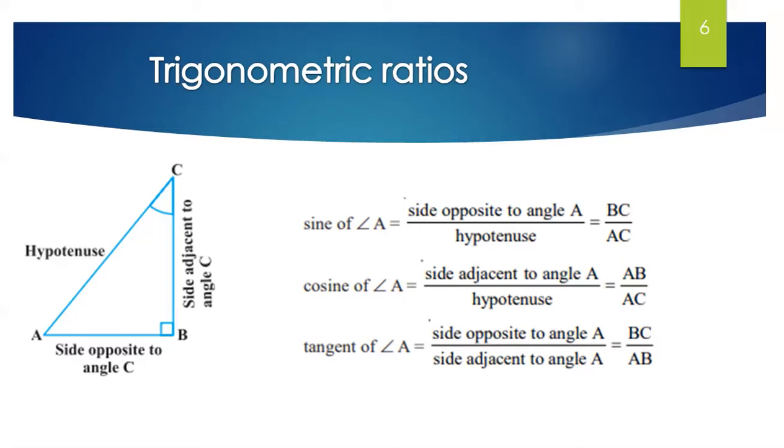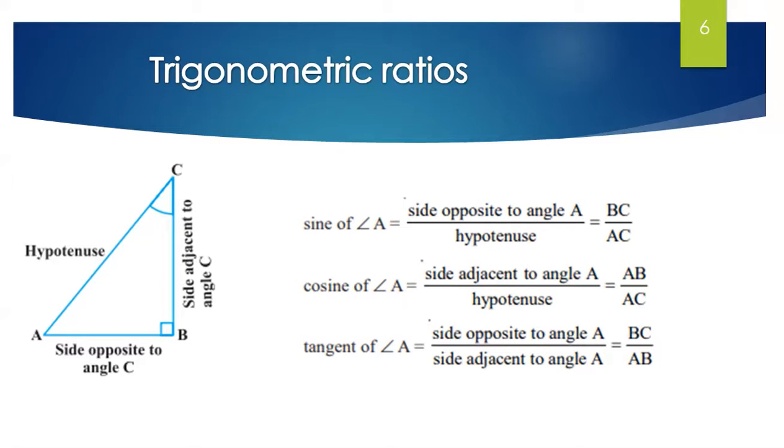Then corresponding to angle C, AB will be the side opposite to angle C. You can see it's opposite to the angle C, that's why. And along with that angle C, I have a side BC, which is called the side adjacent to angle C, right? Similarly, if I consider angle A, then corresponding to angle A, the side opposite will be BC and the side adjacent will be AB.